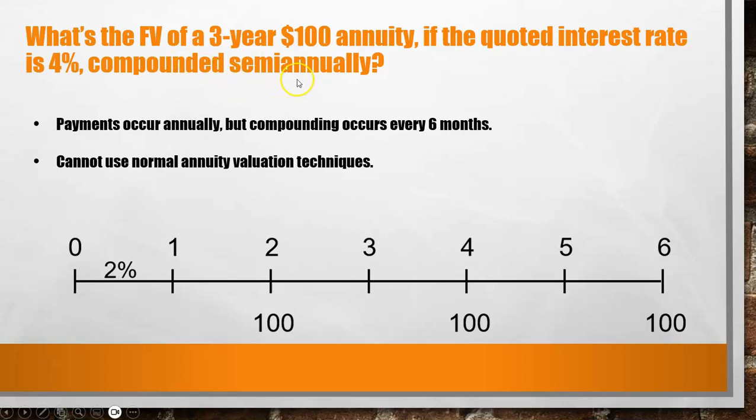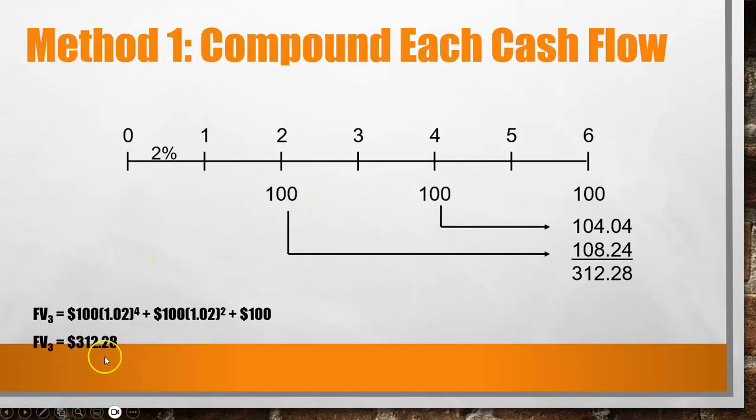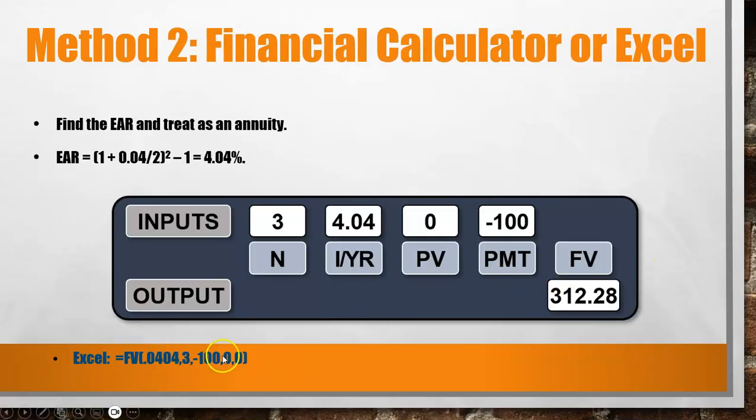What's the future value of a 3-year $100 annuity if the quoted interest rate is 4% compounded semi-annually? Payments occur annually, but compounding occurs every 6 months. So we have to use a slightly different approach. Remember, we double the time, half the interest rate. So the future value is going to be just a little different. And this is the formula that you put into it. 3 years, 4.04, gets the same answer.